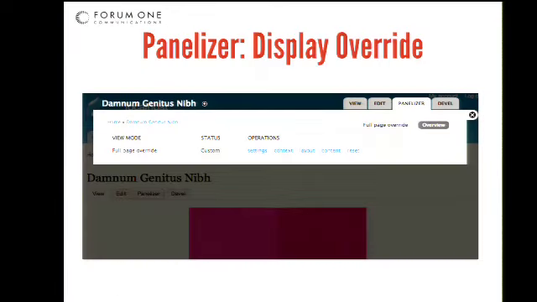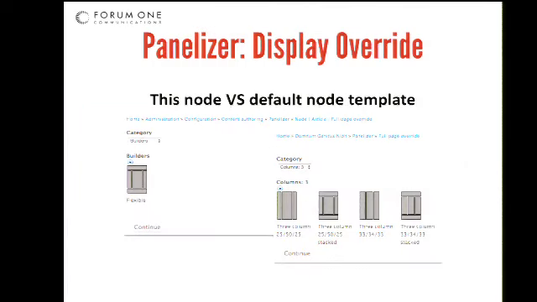So that's the basic stuff you can do to panelize an individual node. What I'm trying to call out here is there's a difference between overriding this node versus overriding the default node template, or the way this node should be displayed. Sometimes the UI changes a bit and I'm just like, what am I editing right now?